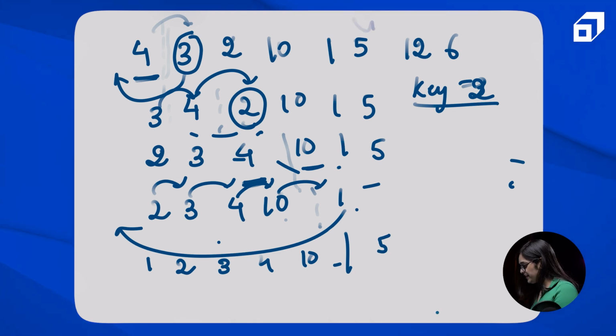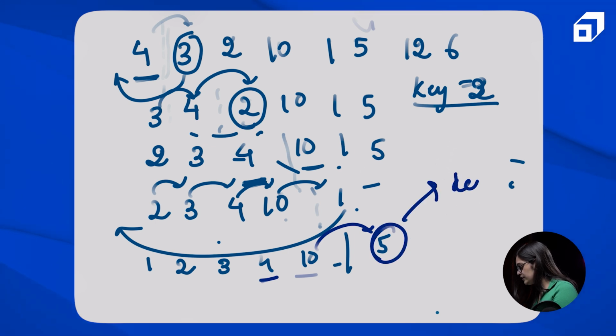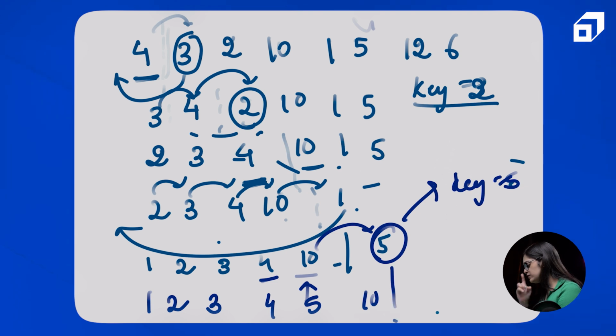So when we reach 5, we start from 10 again. We see that 10 is greater than 5, so we move 10 one place ahead. And 4 is smaller than 5, so we stop here. Now this 5, which was already stored in our key variable, will be placed here. So our array becomes 1, 2, 3, 4, 5, 10. This is the sorted part.